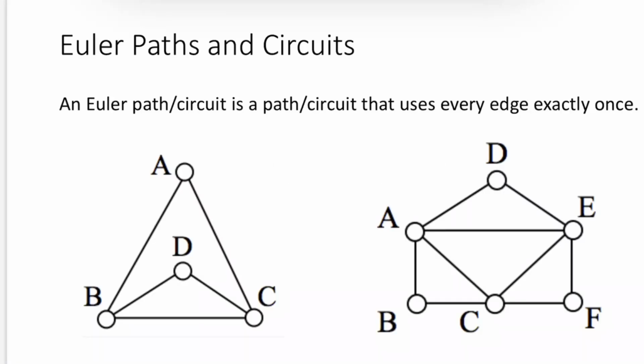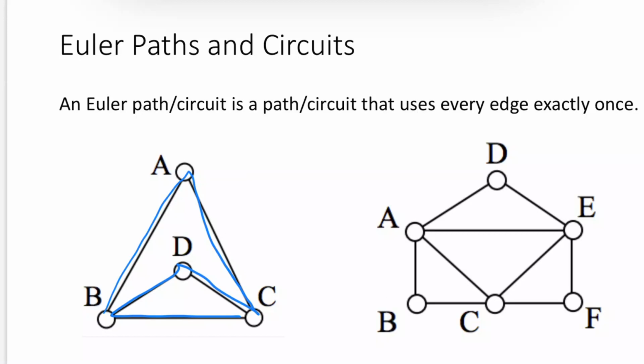All right, so the goal of Fleury's algorithm is to find an Euler path or an Euler circuit in a graph. Just as a reminder, an Euler path is a path that uses every edge exactly once. For example, in this first graph, I could start at B, go to A, C, D, B, C, and because every edge was used exactly once, that makes that path an Euler path.